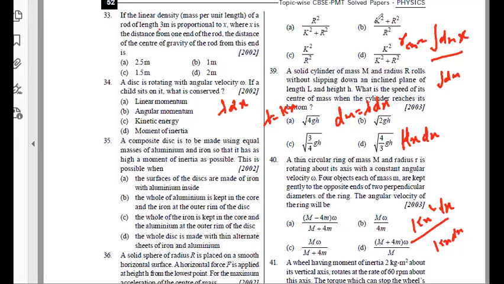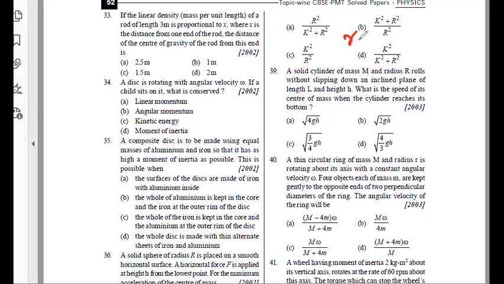Center of gravity, center of mass, these are the terms which are usually used.